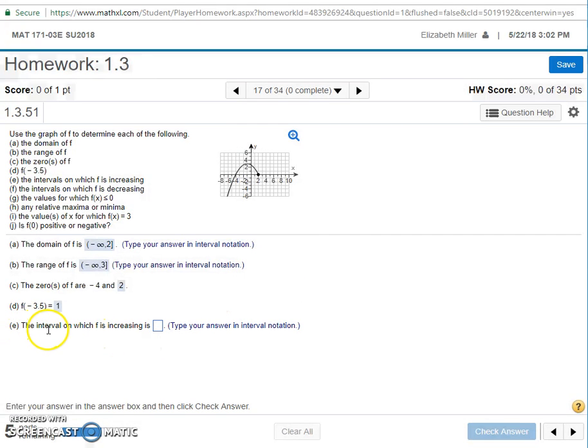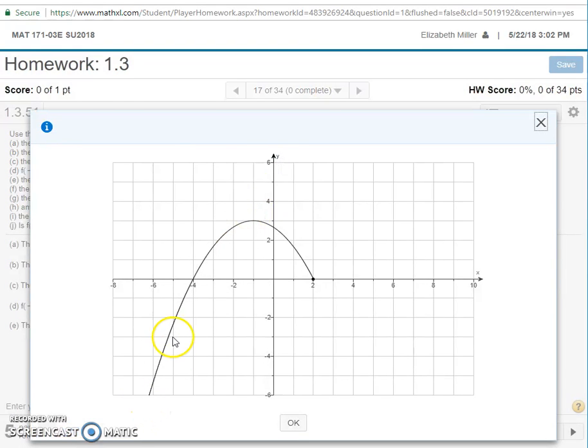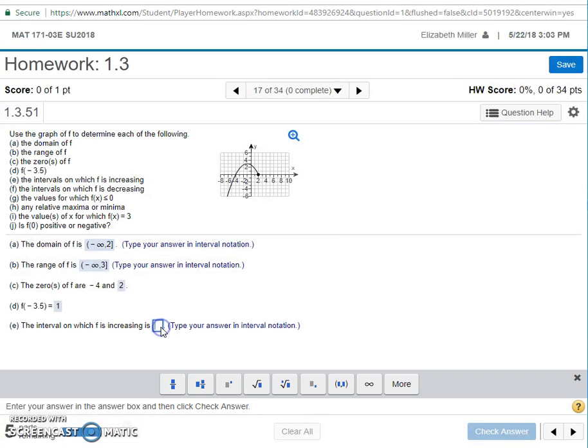The interval on which the function is increasing, and again we're going to use interval notation when we write this out. It is increasing from this left end all the way up until it gets to -1. So it is increasing from the far left, negative infinity, up until it gets to -1. That is the section where it is increasing.